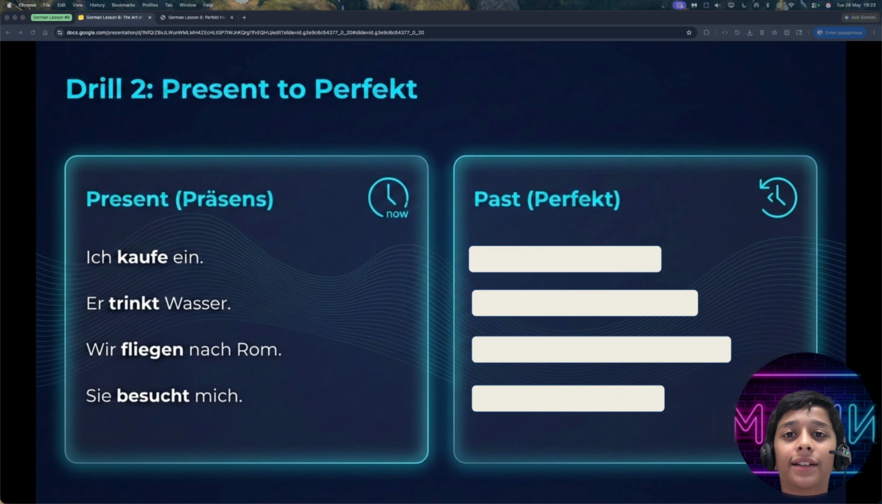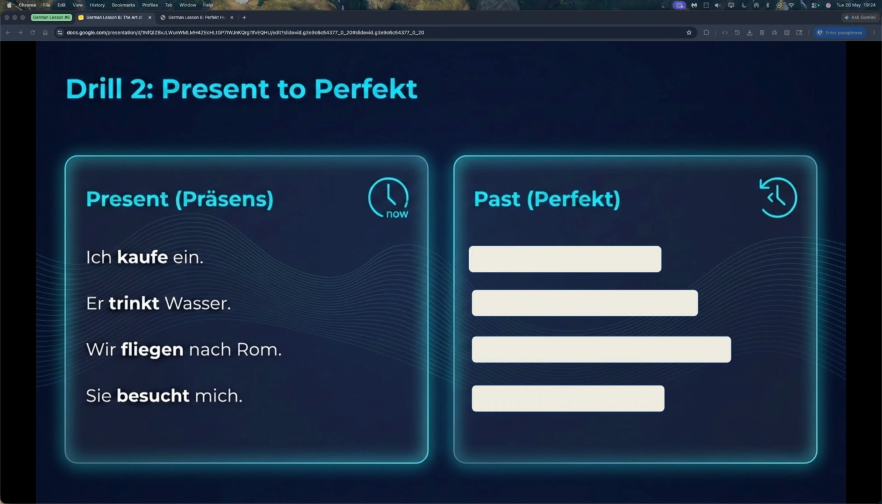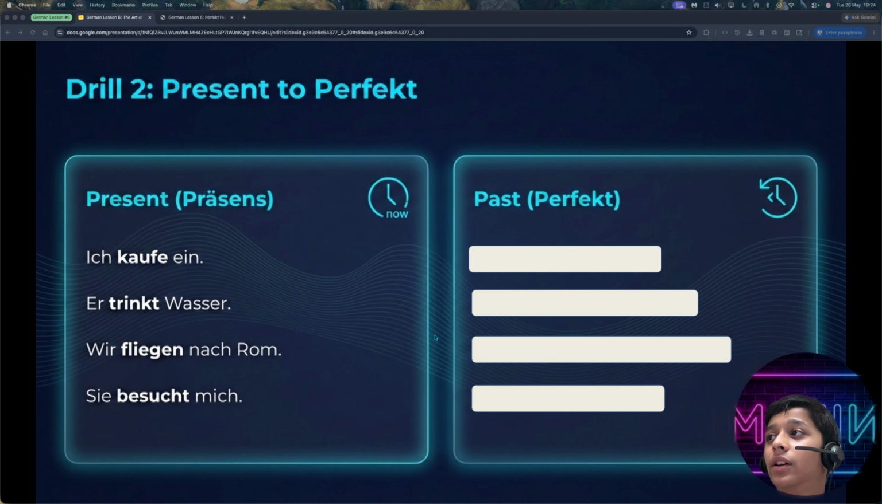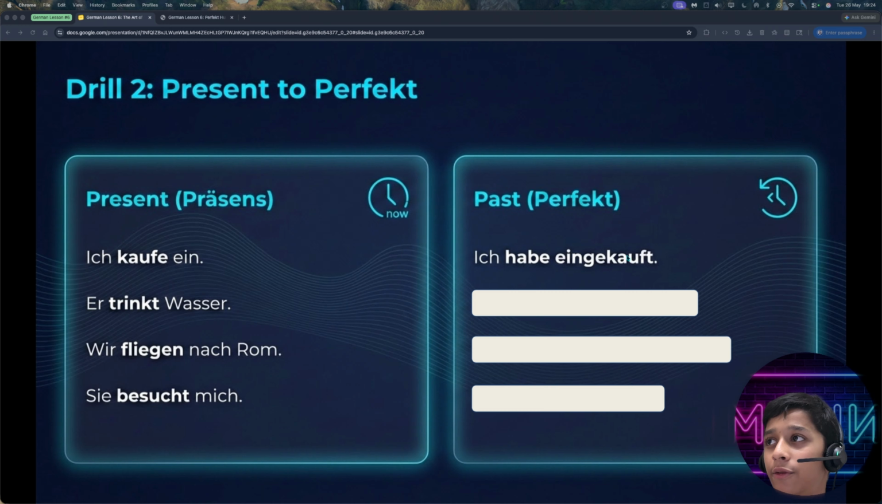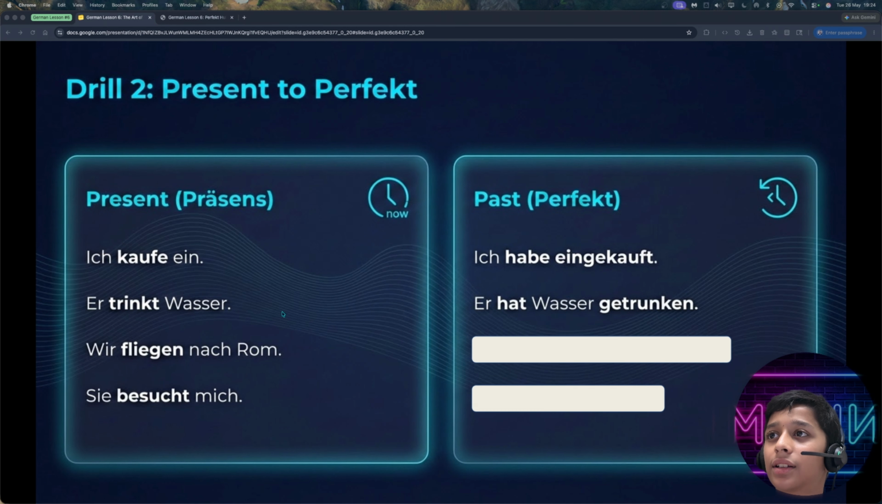Now let's actually build some sentences. We are converting present tense into perfect. Try pausing the video and think of an answer. Okay, so the first one. Ich kaufe ein. So you need to convert present into past. Ich habe eingekauft. Here, er trinkt Wasser, in the past it will be er hat Wasser getrunken.